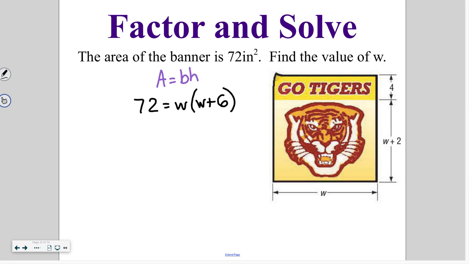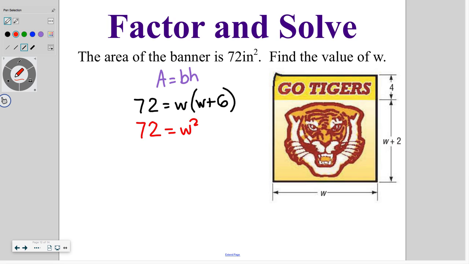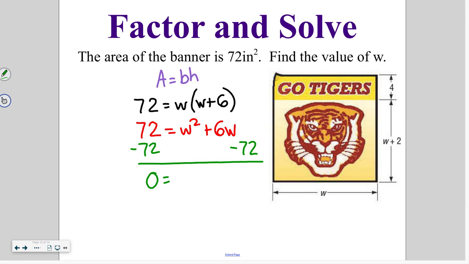Now, in order to continue to solve this problem, we're going to need to get rid of those parentheses using the distributive property. So I've got 72 is equal to w times w, which is w squared, and 6 times w, which is 6w. As I said before, in order to solve, we need to have one side of the equation equal to 0. So I'm going to take away the 72 and get 0 is equal to w squared plus 6w minus 72.